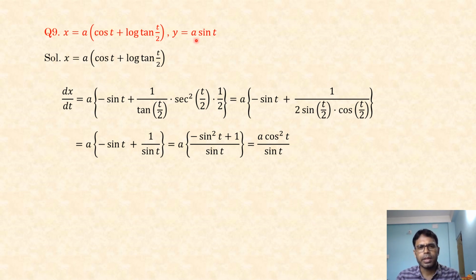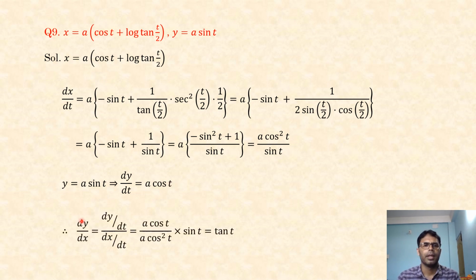Now take the second one. The second one is simple. So dy/dt is simply a cos t. Now we just divide. This is dy/dt and this is dx/dt. So dy/dt divided by dx/dt.